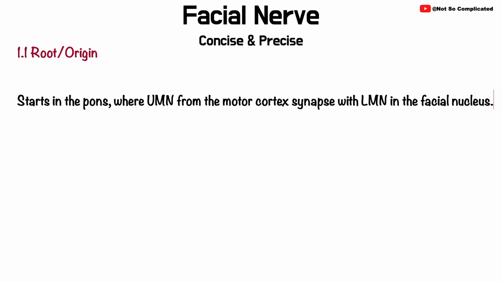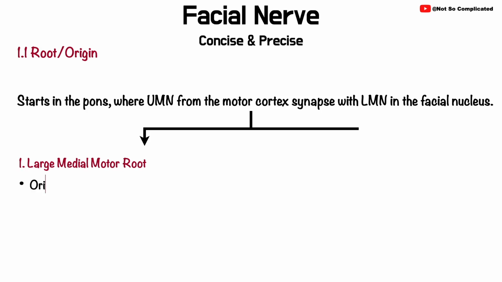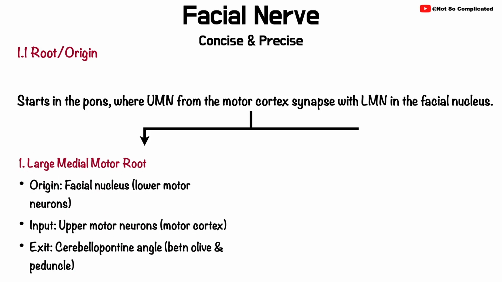So basically, we'll be talking about the root or origin first. It starts in the pons, where upper motor neurons from the motor cortex synapse with lower motor neurons in the facial nucleus, right? There are two major parts of the origin of this facial nerve. One of them is the large medial motor root. The origin of that is obviously the facial nucleus, lower motor neurons, and the input is upper motor neurons, right?